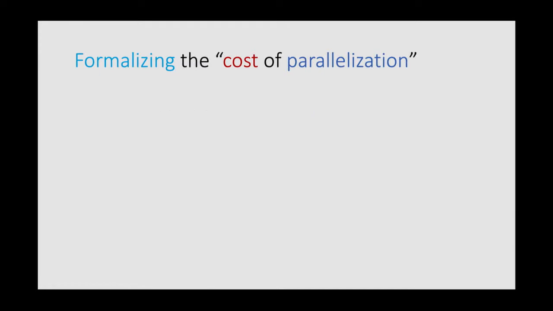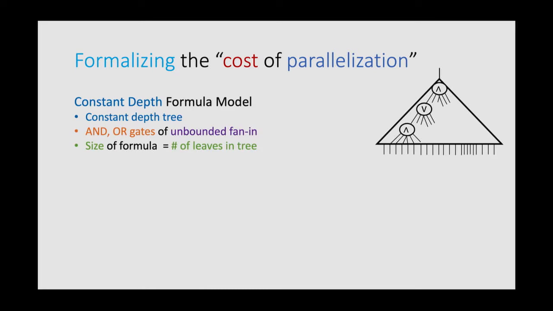Okay. So let me tell you a little bit about how I want to formalize this question. And the model we're going to consider, probably you're all familiar with, but I'll just recap it, is constant depth formulas. So in a constant depth formula, you have some constant depth tree. Each node in the tree is going to be an AND gate or an OR gate, and it's going to have unbounded fan in. And we're going to let the size of the formula be the number of leaves in the tree. So hopefully everyone's familiar with this model.